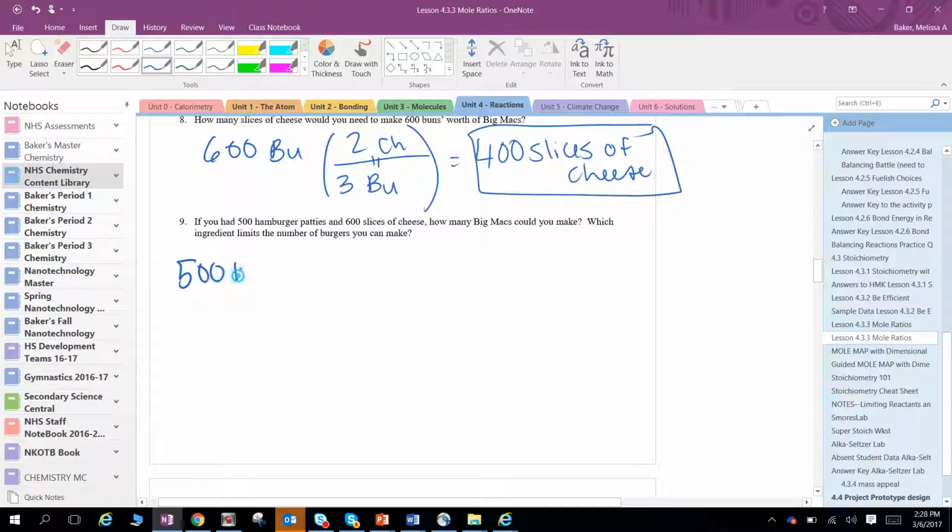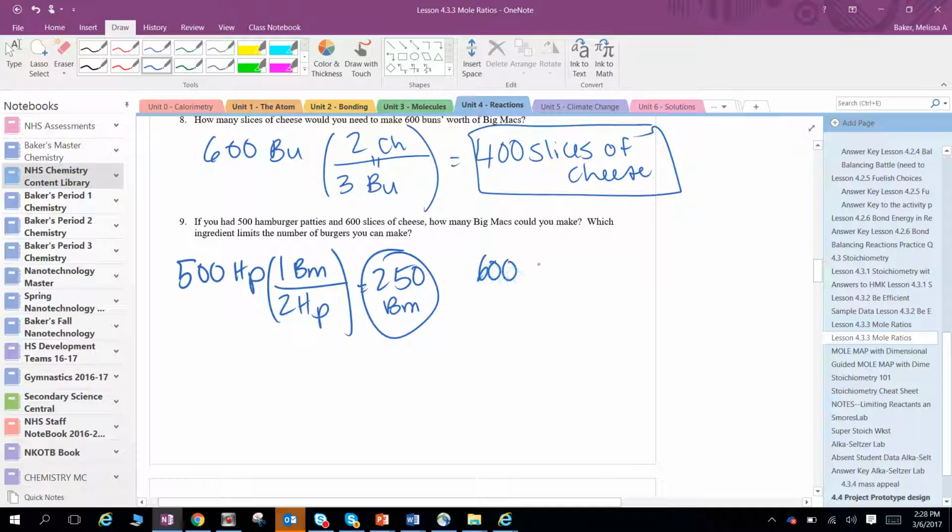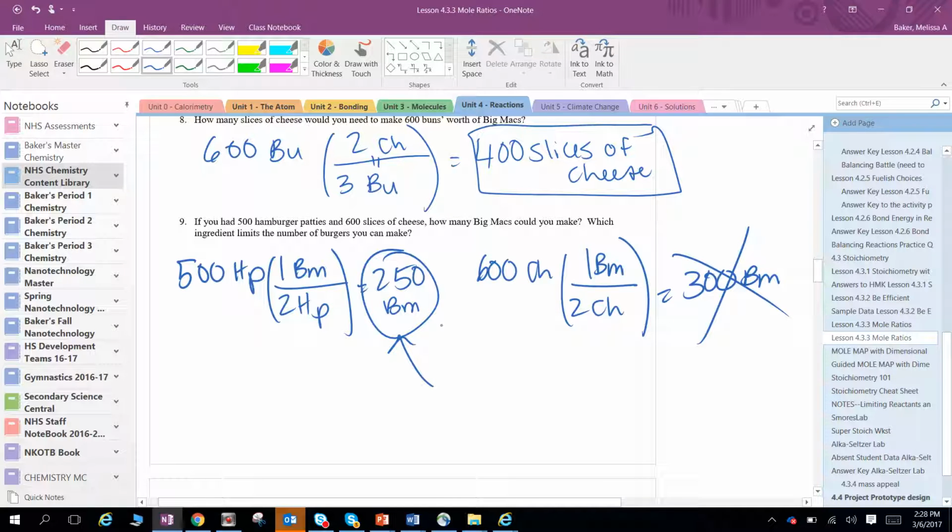So let's start with the hamburger patties. For every 2 hamburger patties, you can only make 1 Big Mac. So with just the hamburger patties, you could make 250 Big Macs. With 600 slices of cheese, you need 2 slices of cheese for every 1 Big Mac. So you could technically make 300 Big Macs. But you're not going to make that many because you're going to run out of hamburger patties first. So the hamburger patties limit you. That's called the limiting reactant.